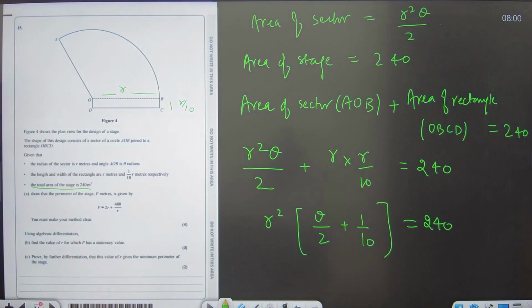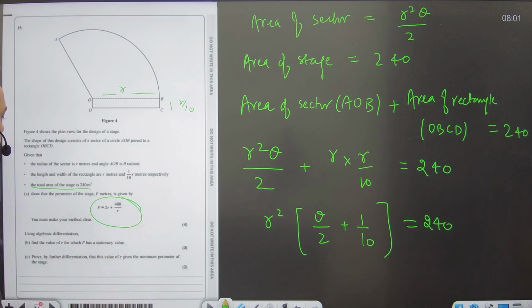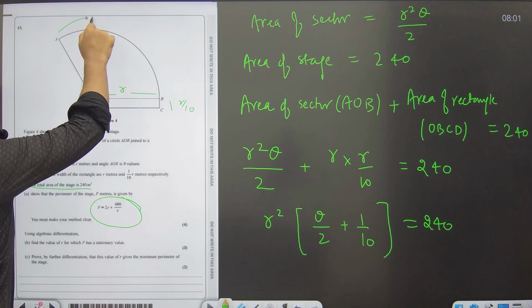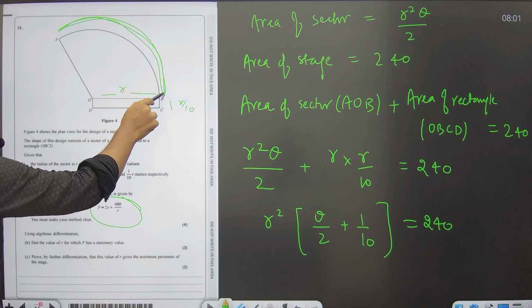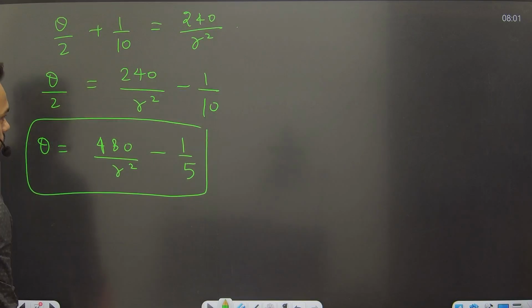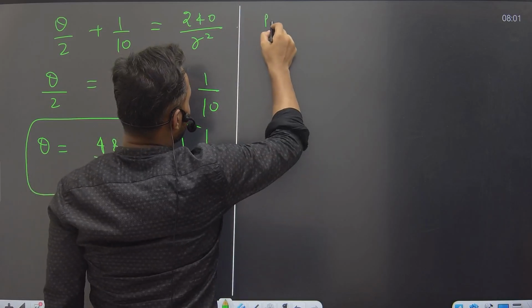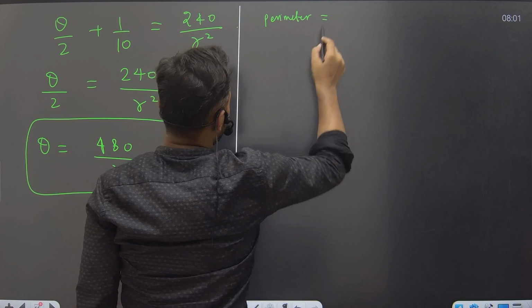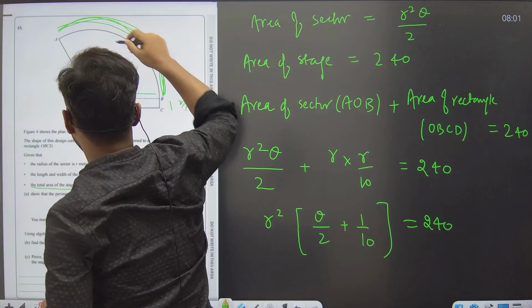Now the first part is to show that the perimeter of the stage is P equals 2r plus 480 by r. So for this part, students, what will be the perimeter of this shape? Now we are calculating the perimeter, students. The total perimeter is the perimeter of sector AB plus the rectangle sides.